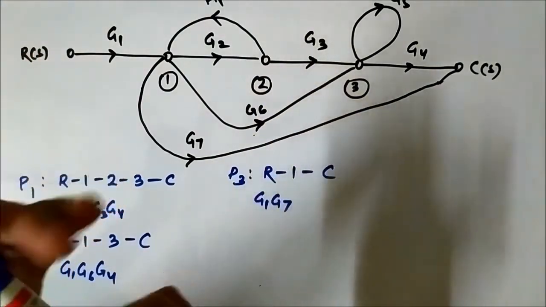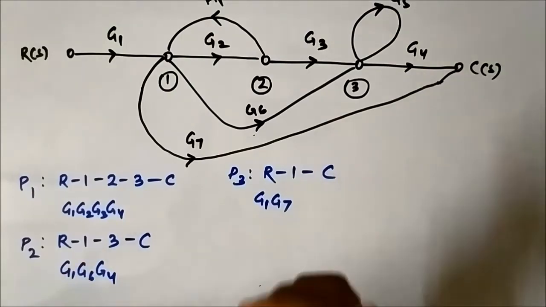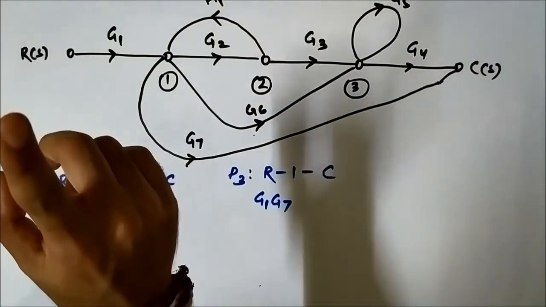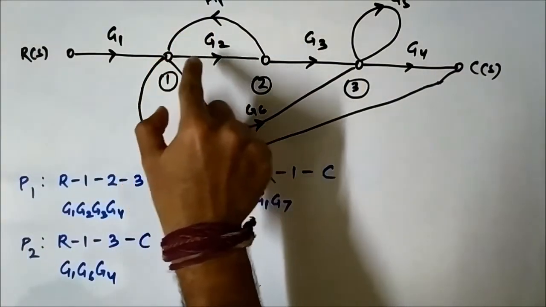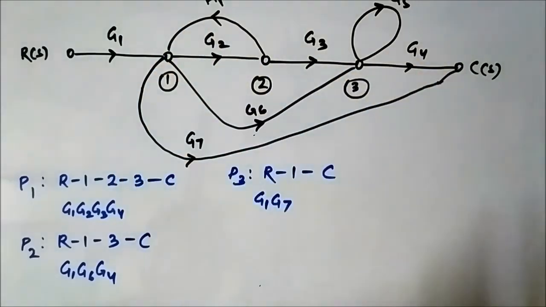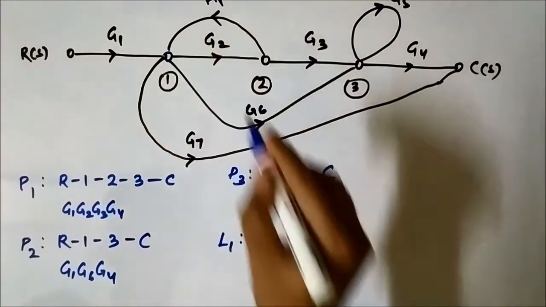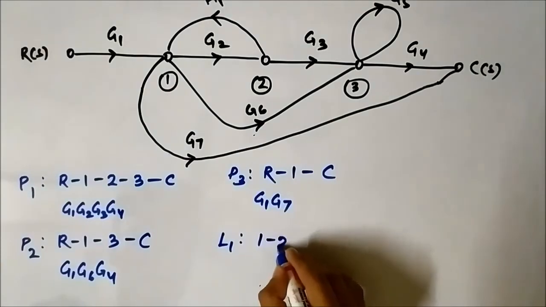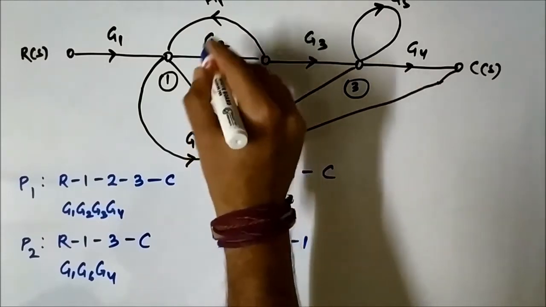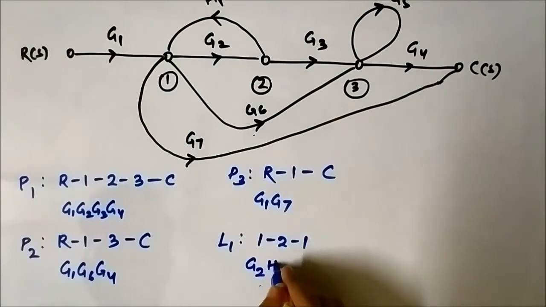The basic definition of a loop says that it is a closed path formed by branches which start and end at the same node. So here it is, loop number 1, 1 to 2 to 1. The gain of the loop is the product of the individual branch gains, that is G2 into H1.